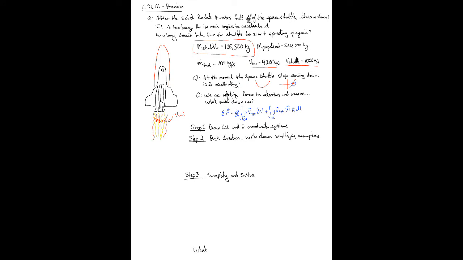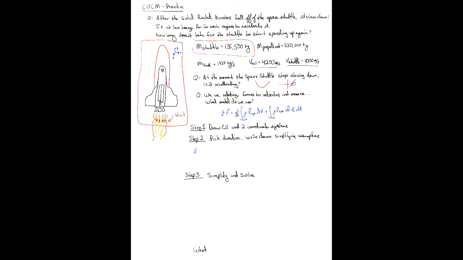So I'm going to draw my control volume around the space shuttle like so. I'm going to put my coordinate system with the space shuttle here, x, y, z. And then we pick a direction and write down our simplifying assumptions. So the direction I'm going to pick is obviously in the y direction. That's the direction I'm accelerating, and that's the direction that the fluid is leaving our control volume. So I'm going to pick the y direction.